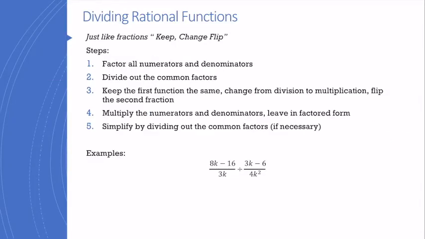The last thing we're going to cover in section 6.1 is dividing rational expressions. They're just like fractions, keep, change, flip. So if I have 1/2 divided by 3/4, I keep the first fraction the same, I change from division to multiplication, and I flip the second fraction. So 3/4 becomes 4/3. 1 times 4 is 4, 2 times 3 is 6. This simplifies to 2/3.